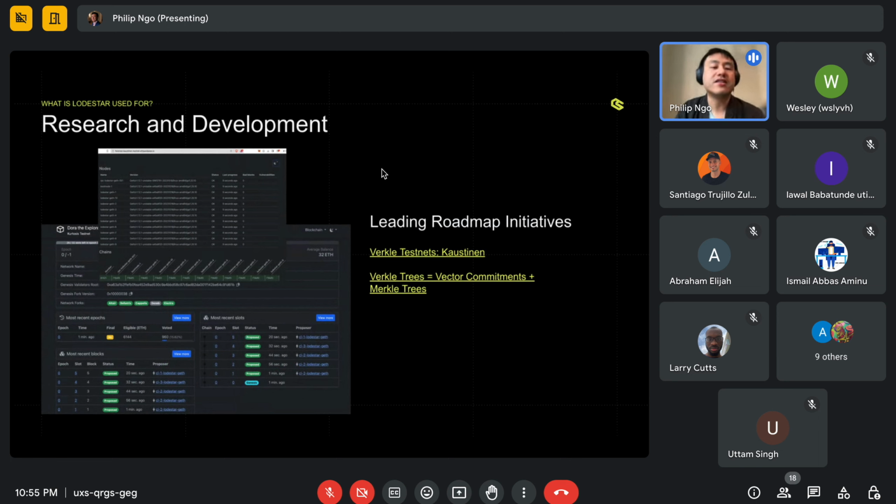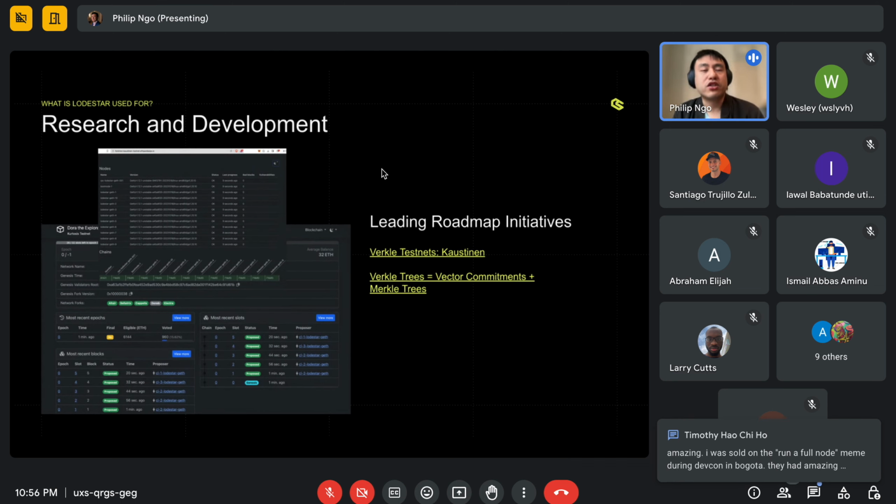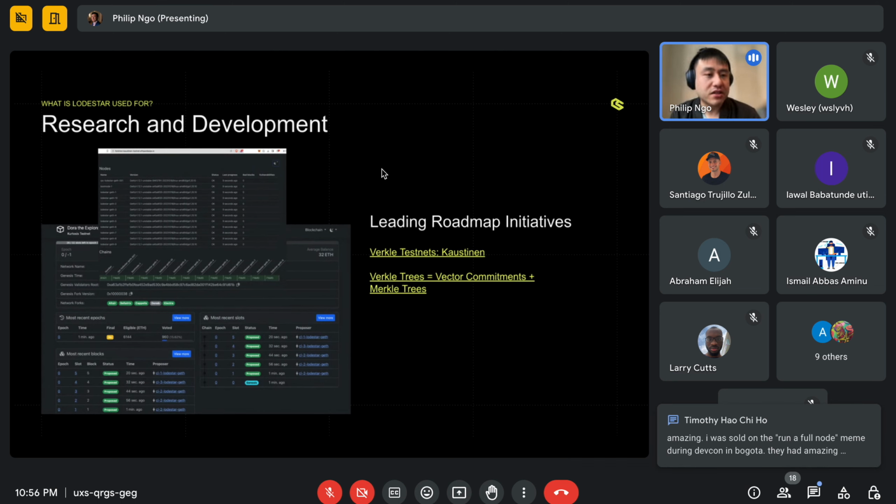The other cool thing is if you're looking for more than just dApp development or smart contract development, we do a lot of research and development. We're the people contributing to Ethereum specifications, doing research on Ethereum roadmap initiatives. So if you're looking to get really, really deep into how the blockchain functions, there's definitely room for you to contribute in Ethereum protocol.